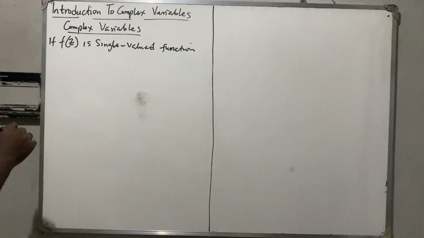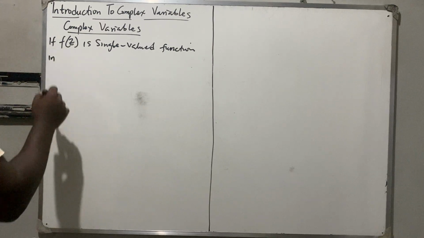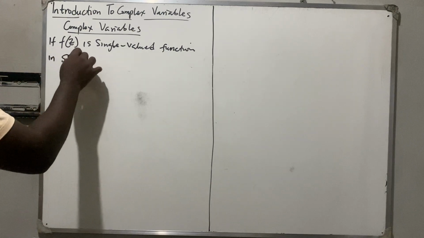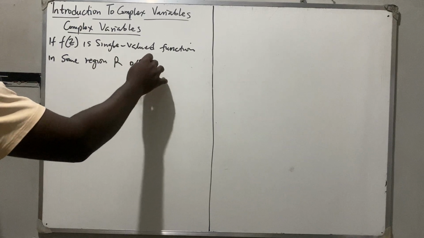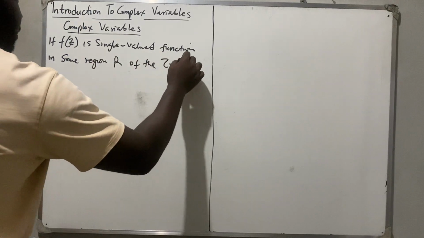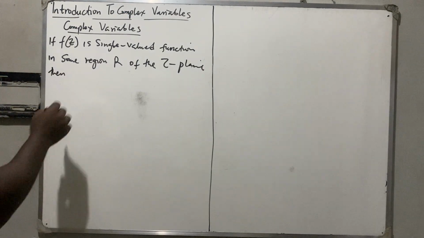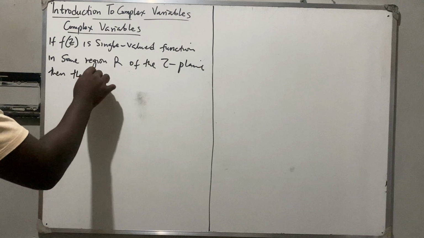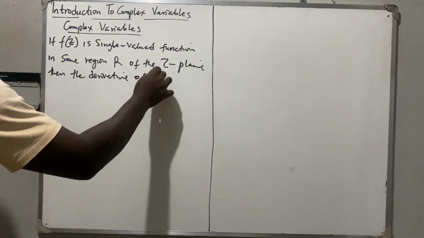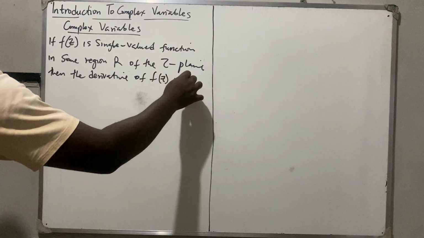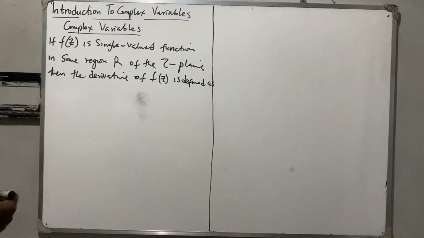f of z is a single valued function in some region R of the z plane, then the derivative of f of z is defined as the same first principle, differentiation by first principle.